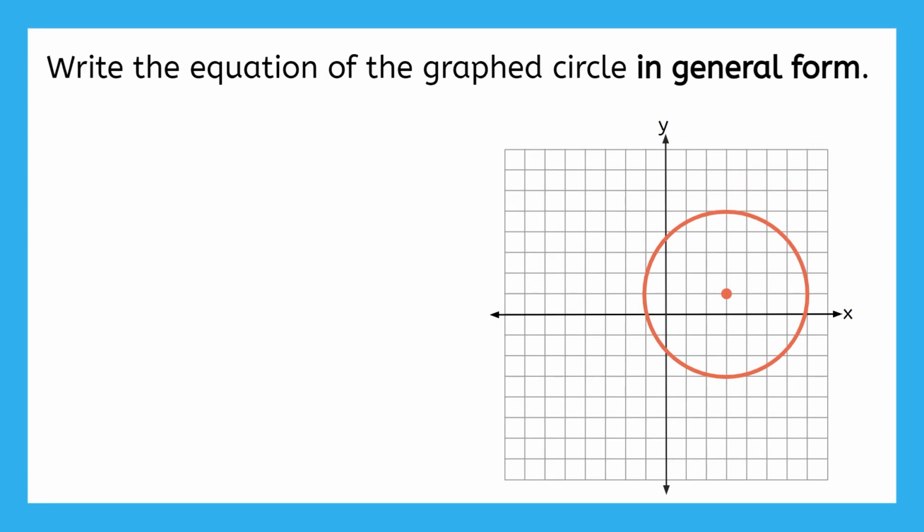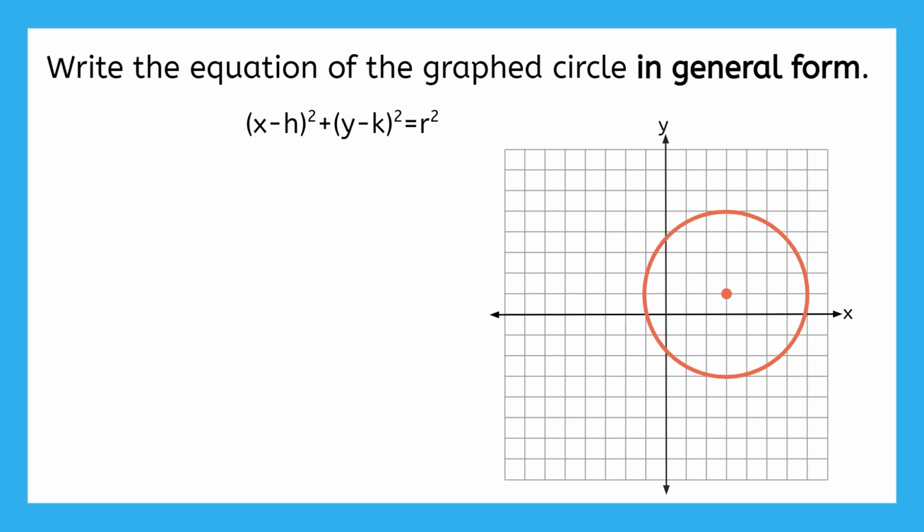This problem tells us to write the equation of the graphed circle in general form, and we have a circle on a graph. Now, we cannot just go straight from a graphed circle to writing its equation in general form. Instead, we're going to have to write the equation in standard form using the center and radius first. Then we can go through all of the algebraic work to convert it into general form. Pause the video here and write the equation of this circle in standard form.